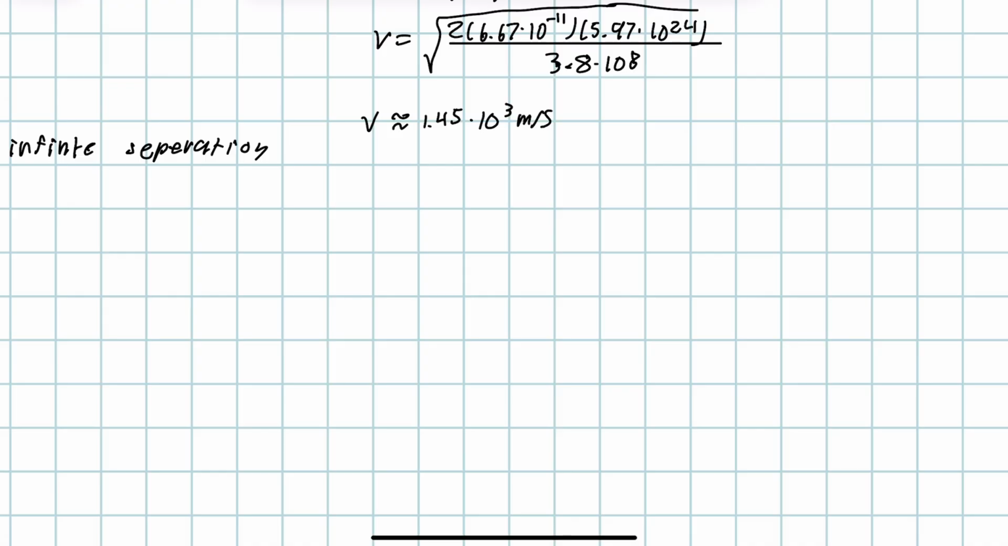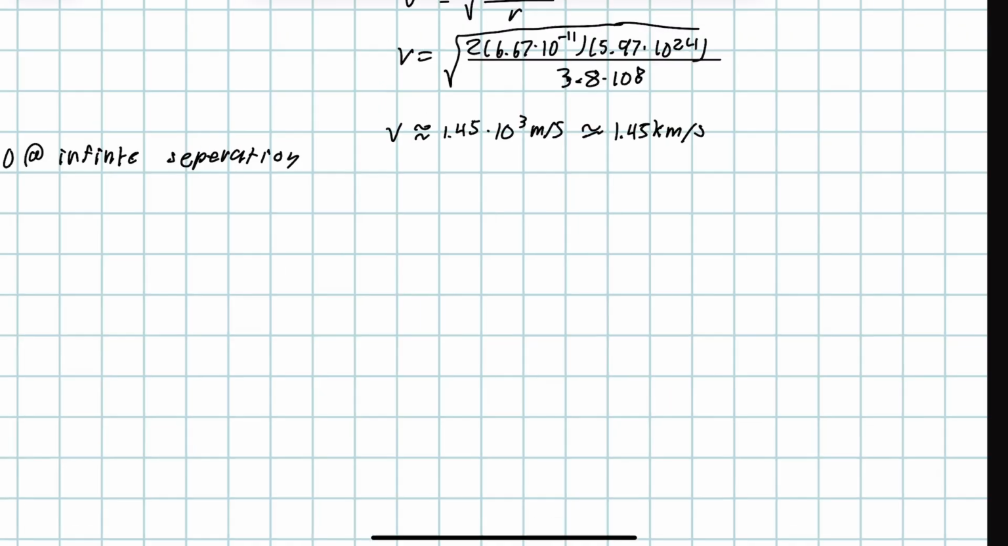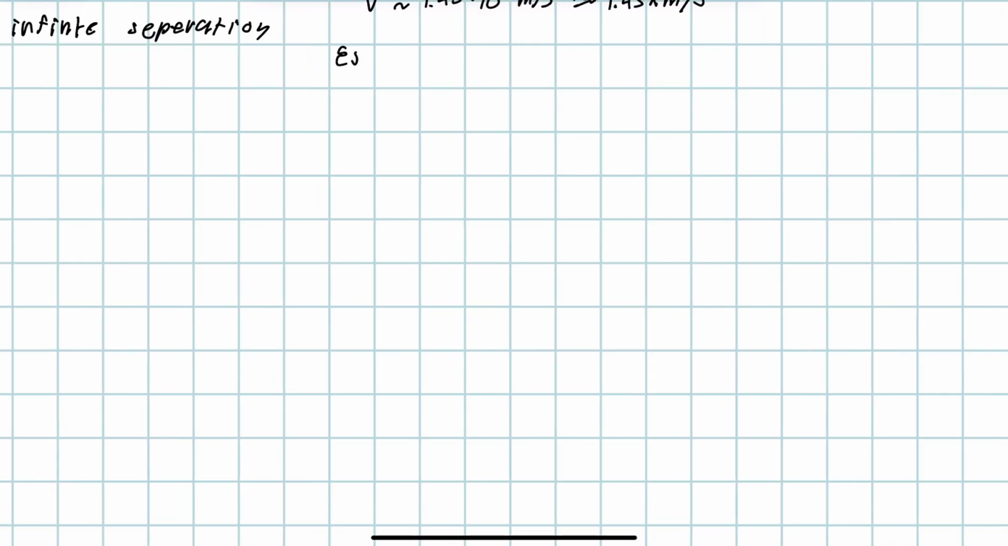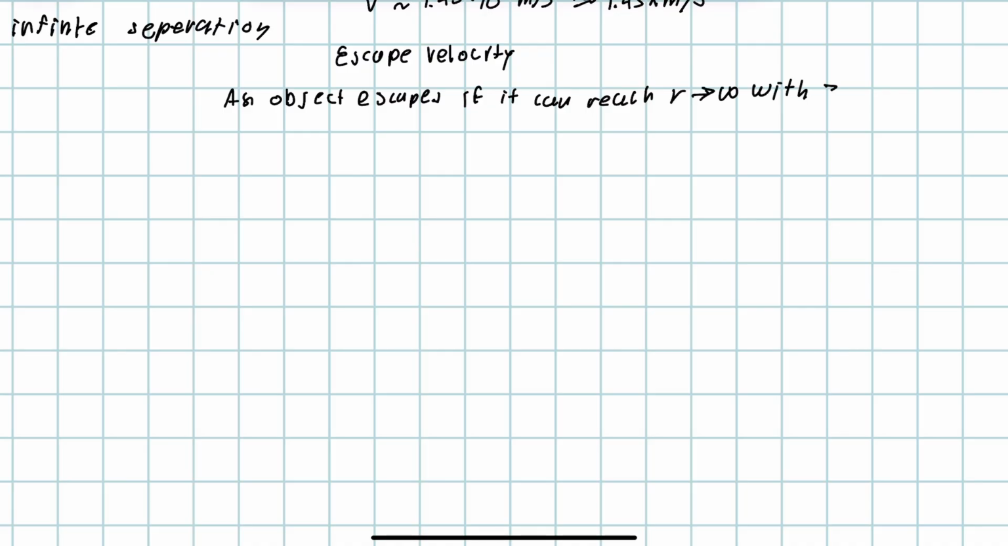And this is going to be approximately 1.45 kilometers per second. Now, let's talk about what is escape velocity. Well, an object escapes if it can reach or approach infinity with 0 speed.